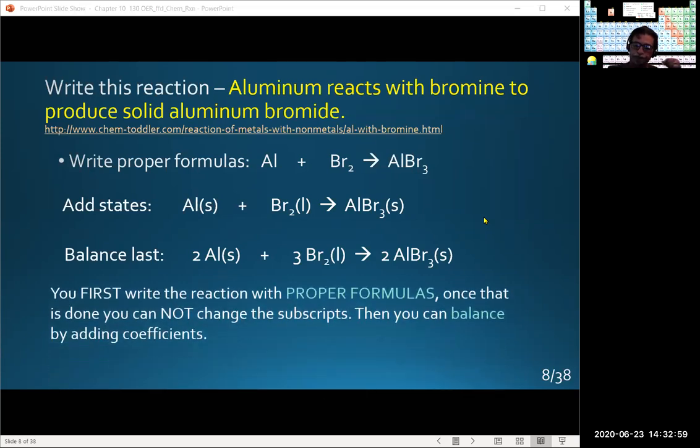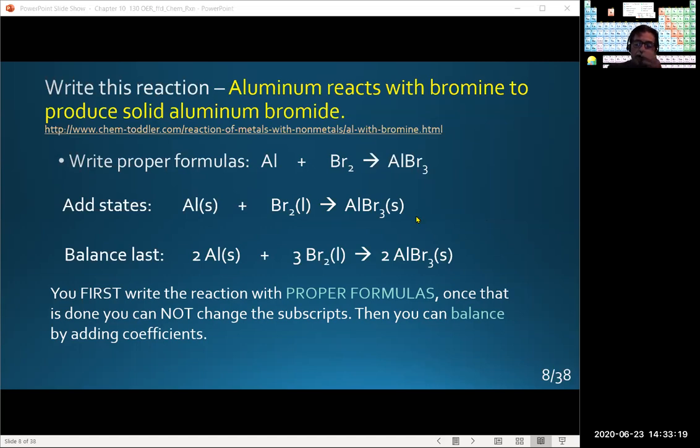So first, when you first write the reaction, write them in proper formulas, and once it's done, the subscript is set. Now you just add coefficients, and you go left and right, left, whatever you need until you got the right coefficients set up.